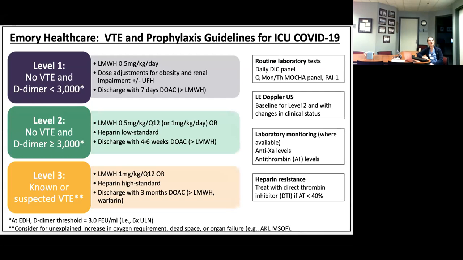This is an example from our colleagues at Emory University of what they're doing for patients with elevated D-dimer levels or known or suspected VTE. I think the main takeaway from this is that almost all of their patients are getting some sort of enoxaparin, at higher doses than just for chemoprophylaxis.